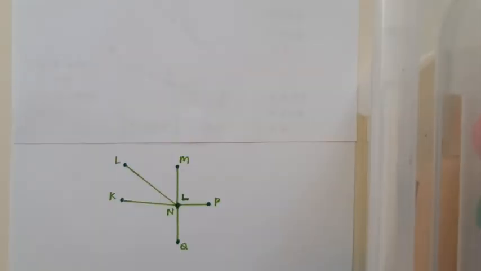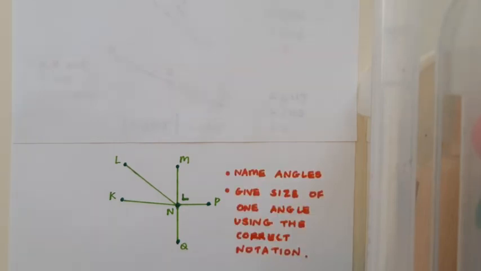One final little example. Here we have a number of angles that meet at the point N. I want you to copy this diagram into your copy and write down a suitable name for each of the 5 angles involved. Is there any one of these angles that you can state the size of correctly using notation? Pause the video here, complete this exercise, and then play and check and see if you were correct.